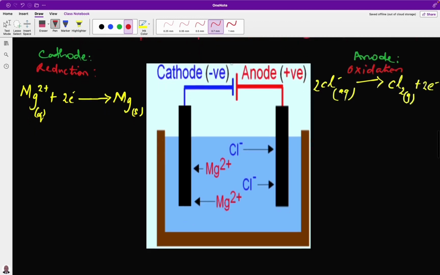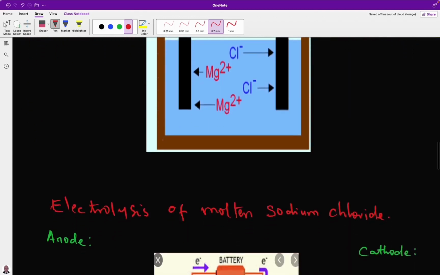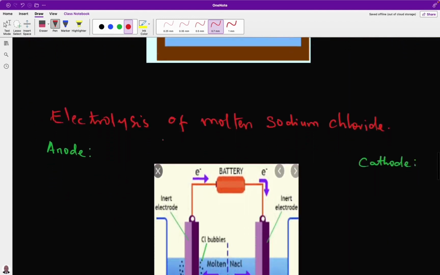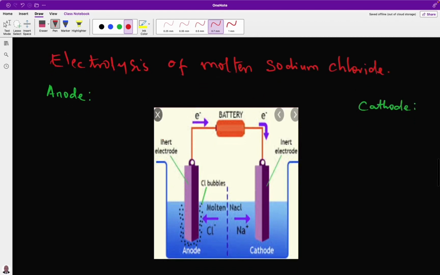Okay, let's go to the electrolysis of molten sodium chloride. For molten sodium chloride, we said that at the anode oxidation is taking place. Then at the cathode, what is happening? At the cathode, there is reduction.